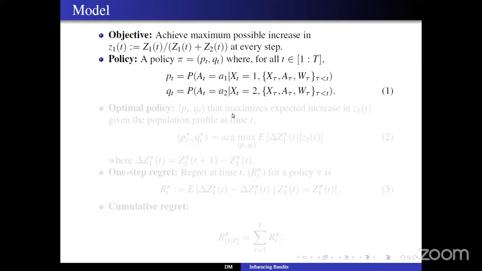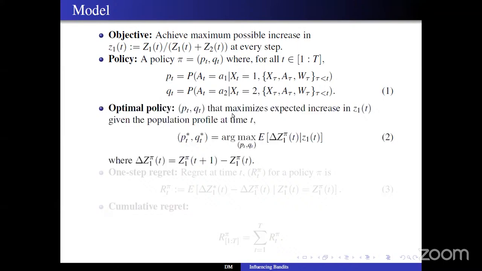I just want to make sure. Probably it will show the right arm to type 1 and the right arm to type 2. Right arm here corresponds to A_t equal to 1 and A_t equal to 2. So P is the probability that if it's a type 1, I show it the arm of type 1. And if the arriving user is of type 2, what is the probability that I show the type 2 arm? So determining this sequence depending on the history is a policy, a fairly standard definition.